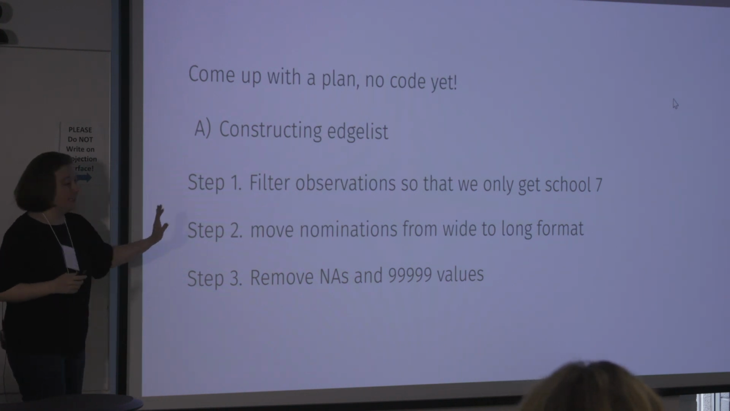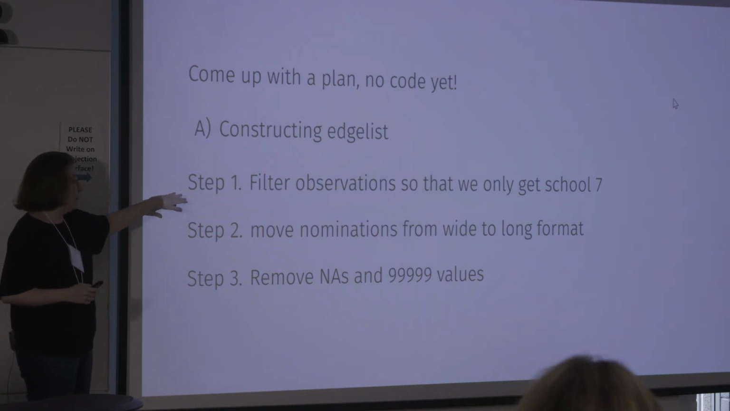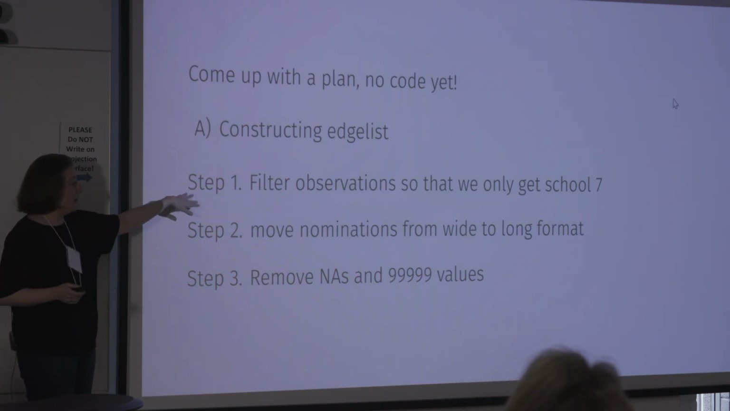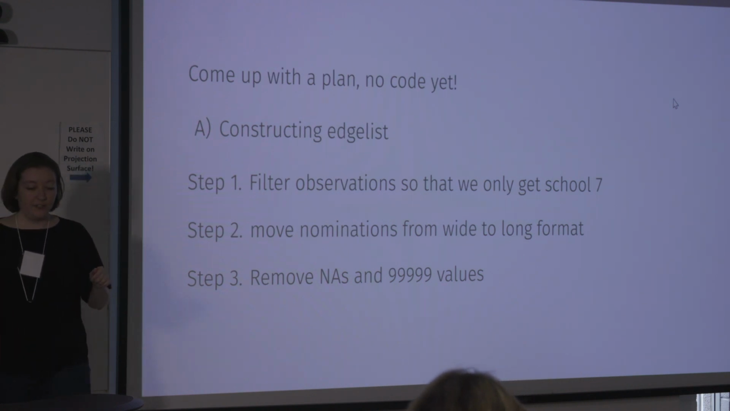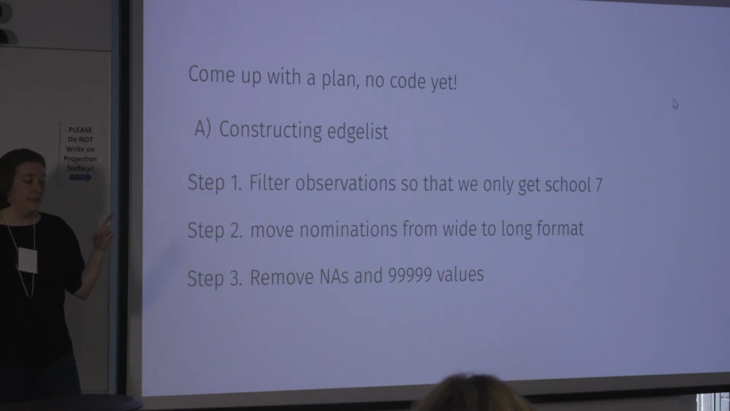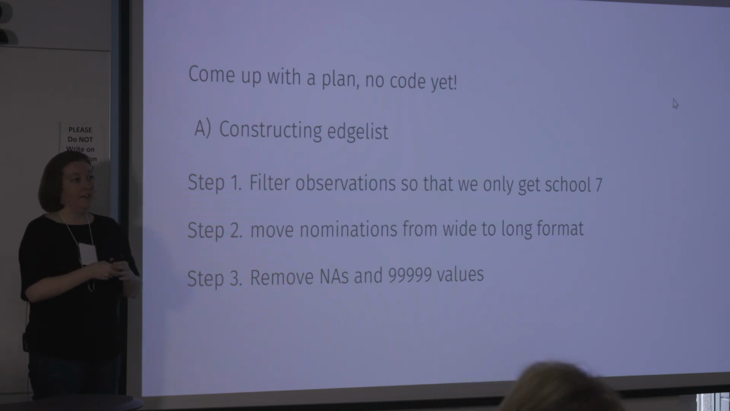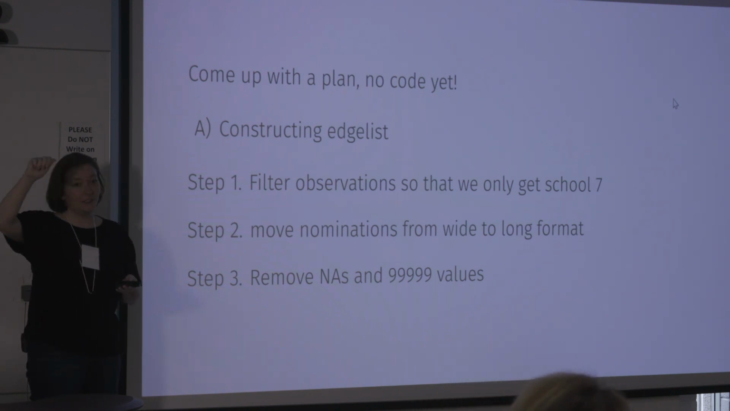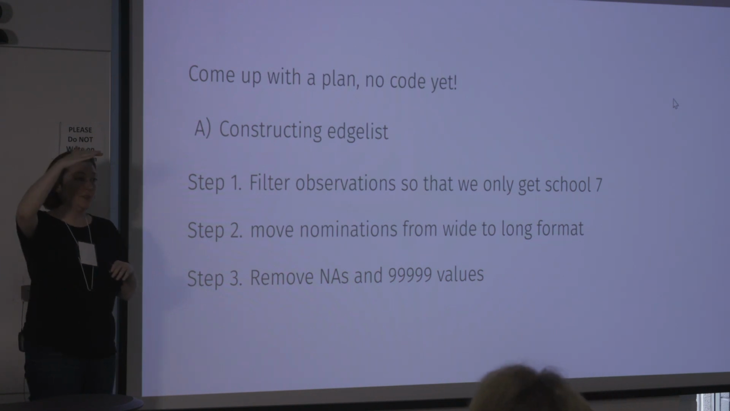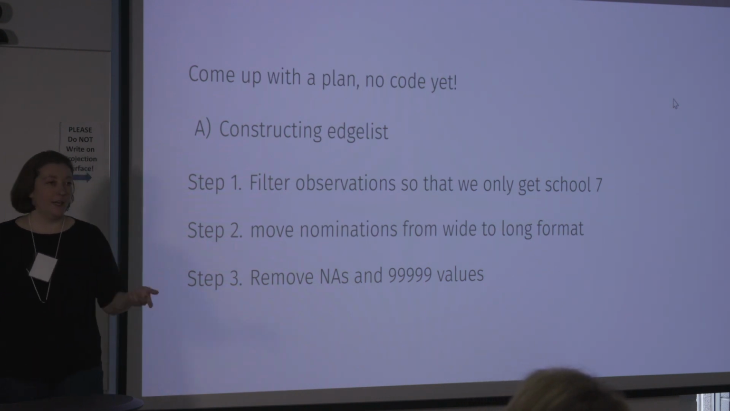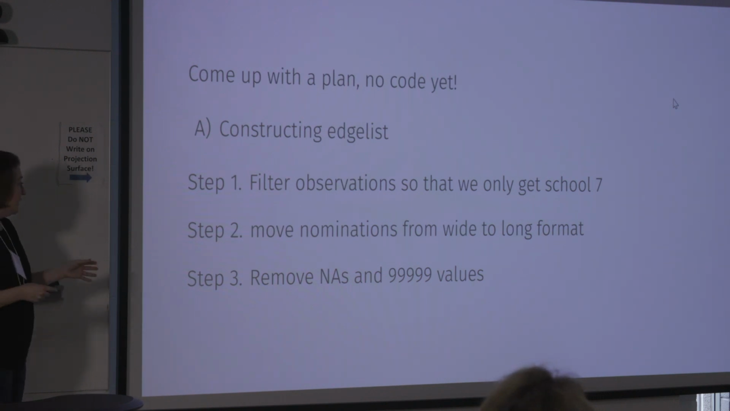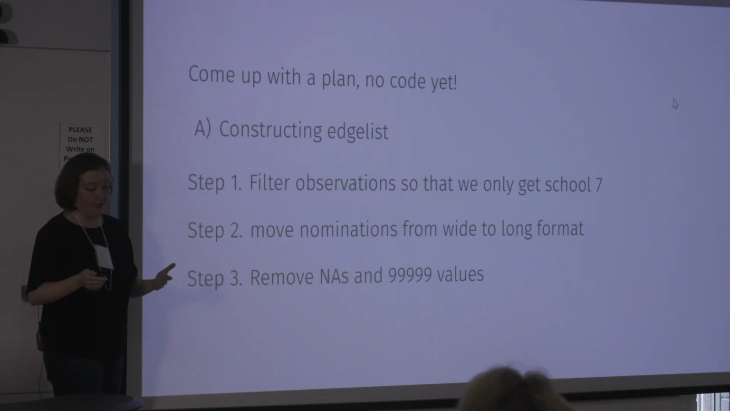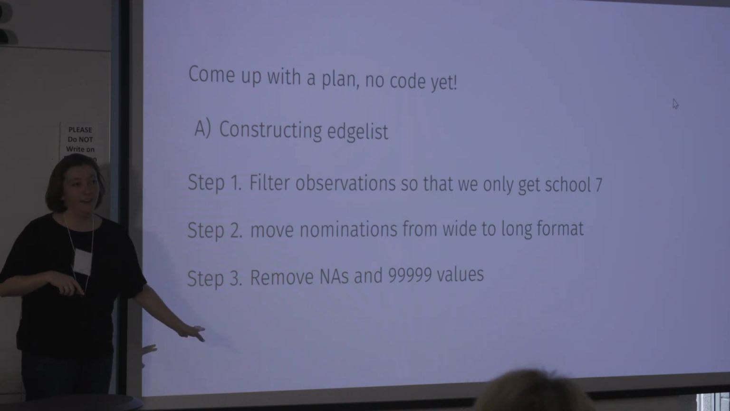So constructing an edge list takes a few steps. First, we only want to look at school 7 for this, so we have to filter out observations so that we only have people who are in this specific school. We're moving our nominations from wide to long format. If you think of a survey where people are nominating each other, usually for every person you'll have friend 1, friend 2, friend 3. So we want to make sure that each person and their alter has their own row for each other, because that's the way that iGraph understands edge lists to be able to make the graph object. And then either removing or recoding, depending on how you're handling missing data, your NAs and your 999 values.